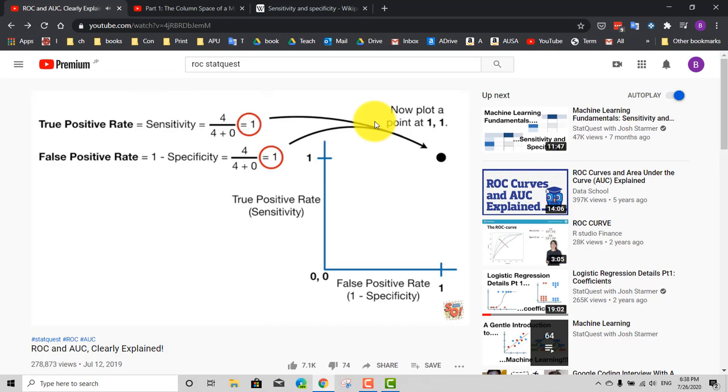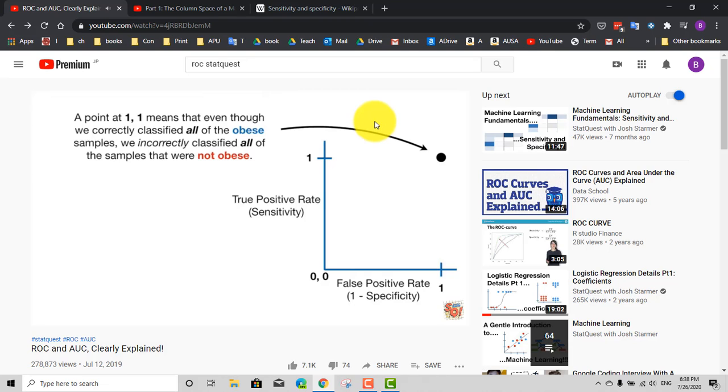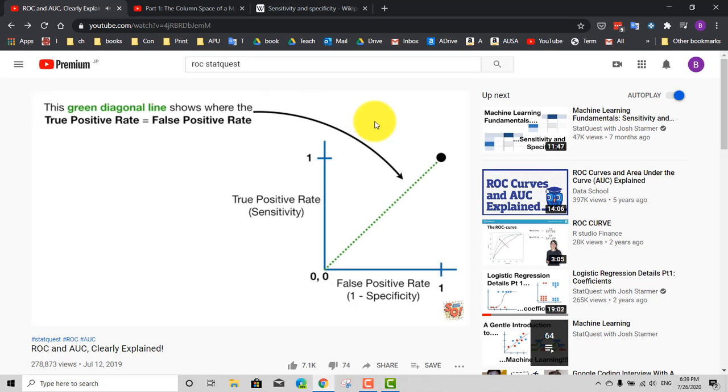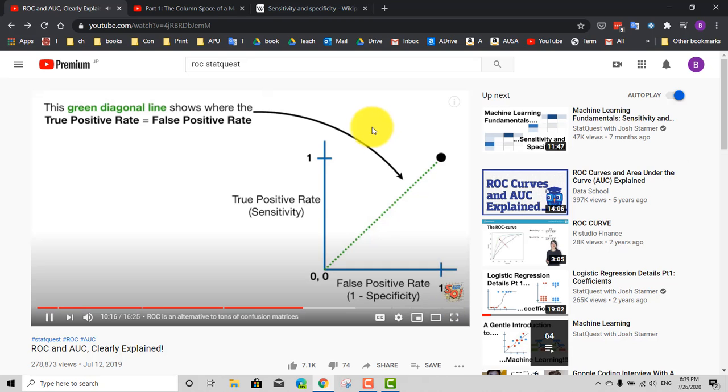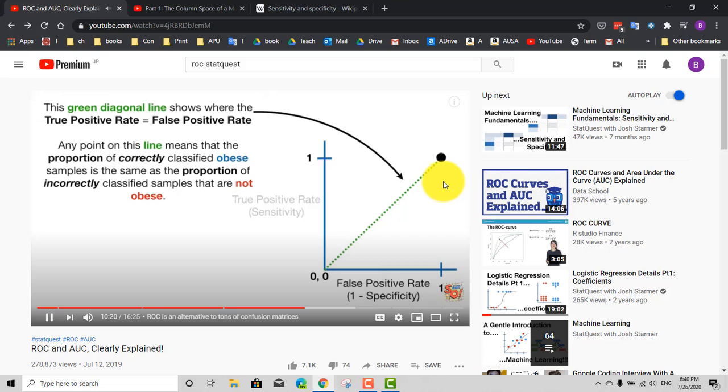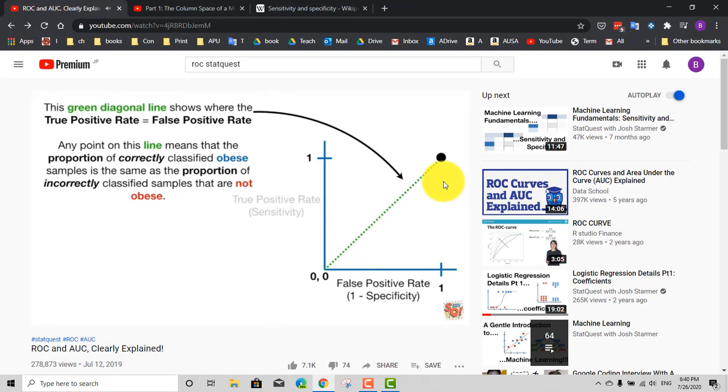Now plot a point at 1, 1. A point at 1, 1 means that even though we correctly classified all of the obese samples, we incorrectly classified all of the samples that were not obese. This green diagonal line shows where the true positive rate equals the false positive rate. Any point on this line means that the proportion of correctly classified obese samples is the same as the proportion of incorrectly classified samples that are not obese.